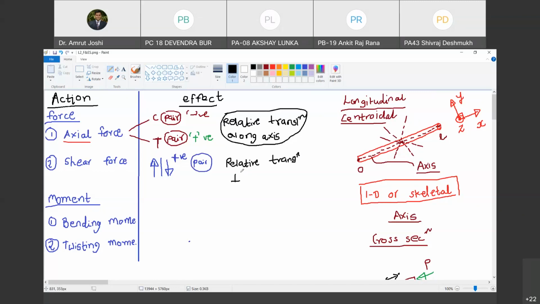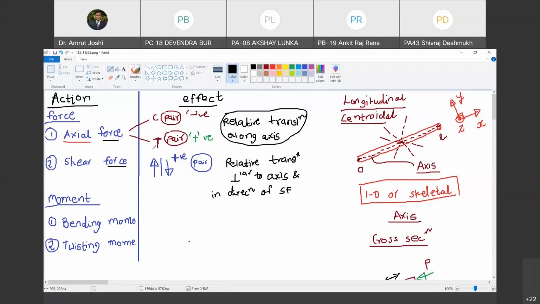Perpendicular to the axis, and in the direction of shear force. So देखो दोनों forces थे, एक था axial force, दूसरा था shear force. Both these forces are pairs of forces. They are not isolated forces, and they cause relative translations.